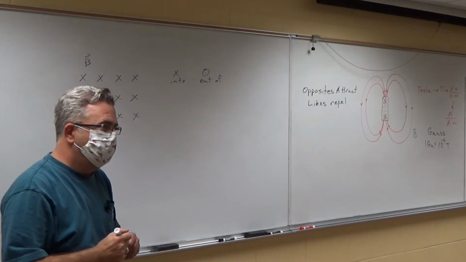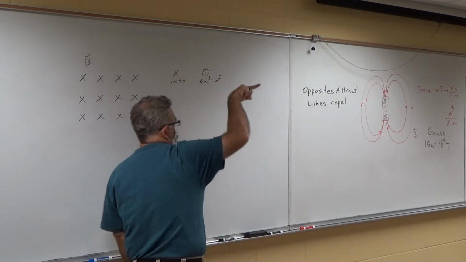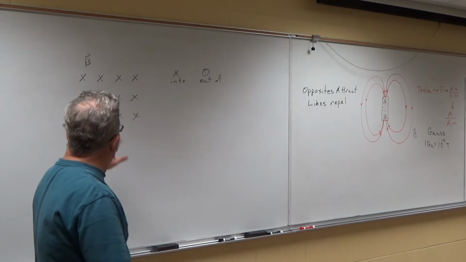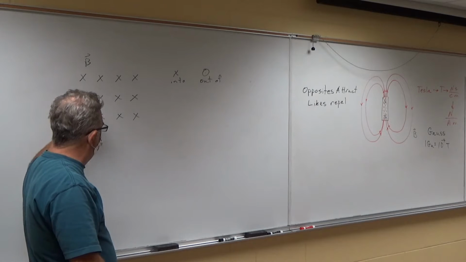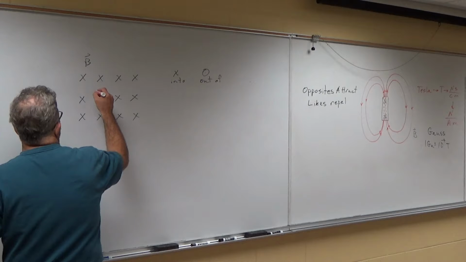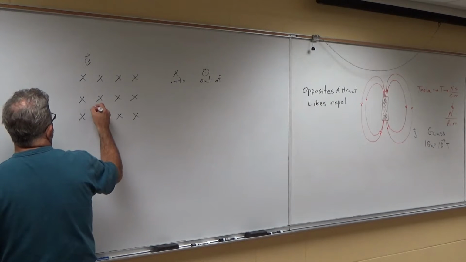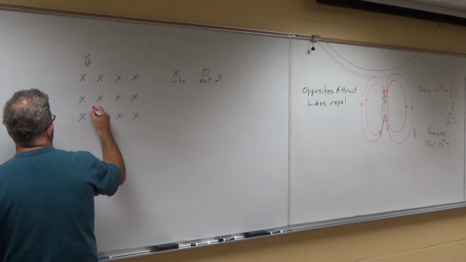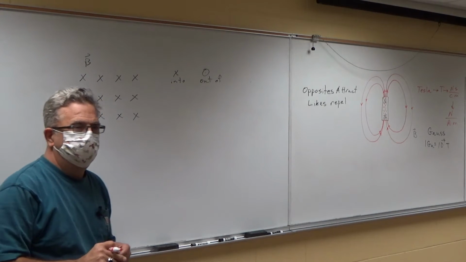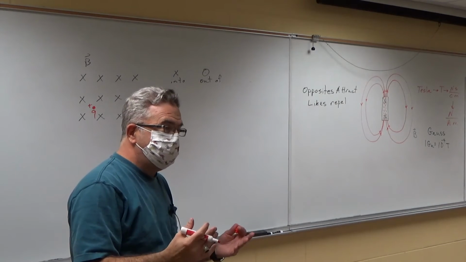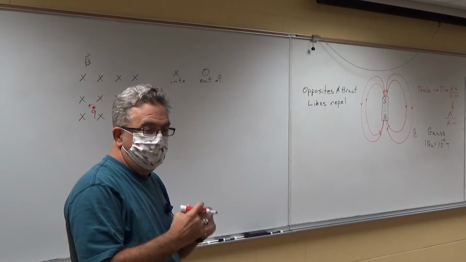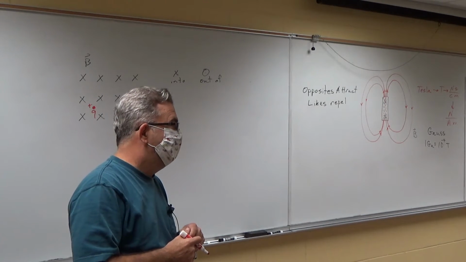So that would be a vector going into the board. That's a vector coming out of the board. So I have this uniform magnetic field in this region, and I'm going to place a charge in it. Here's a little positive charge. Here's Q, and it's positive. If it's a positive charge, or negative, it doesn't matter, and it's sitting in a magnetic field, no interaction.